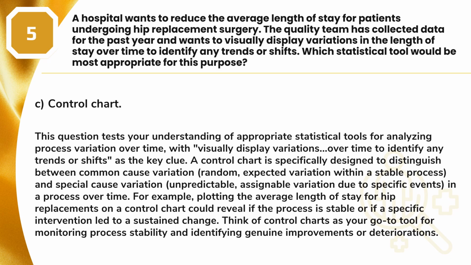For example, plotting the average length of stay for hip replacements on a control chart could reveal if the process is stable or if a specific intervention led to a sustained change. Think of control charts as your go-to tool for monitoring process stability and identifying genuine improvements or deteriorations.